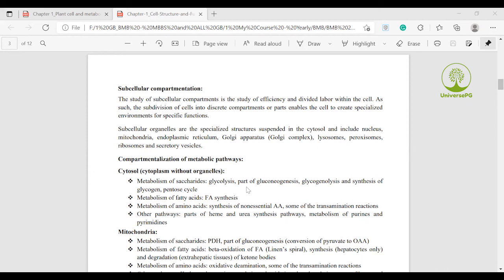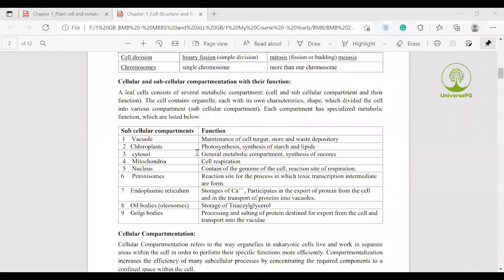So we know that on the inner side of the cell membrane, different types of cell organelles are found, organized in different ways to maintain the cellular environment and also the cellular external environment. This type of division or organization is generally called subcellular compartmentation. Some subcellular compartments are the vacuole, chloroplast, cytosol, mitochondria, nucleus, peroxisome, endoplasmic reticulum, oil bodies, and Golgi bodies.